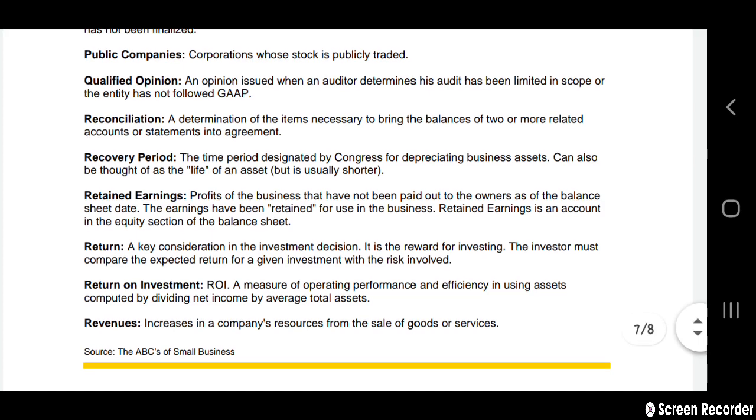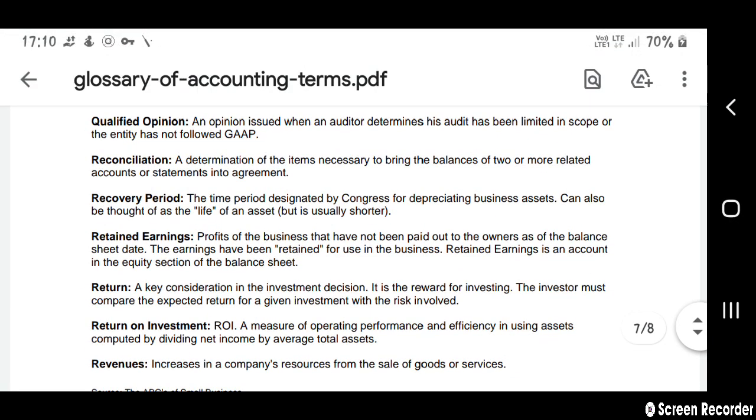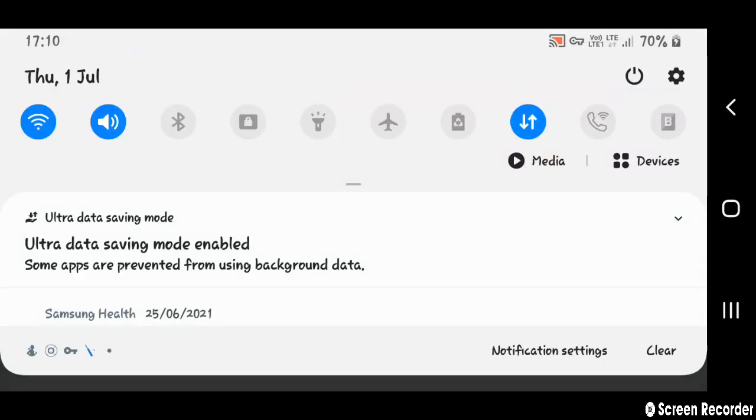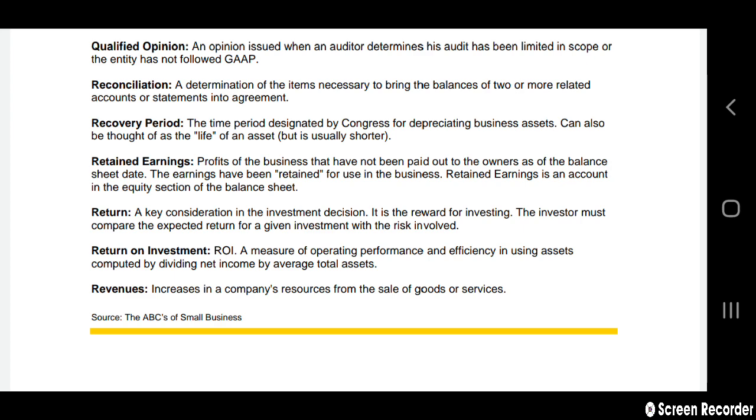Next, reconciliation. A determination of the items that are necessary to bring the balance of two or more related accounts or statements into agreement is called reconciliation. Next, recovery period, the time period designated by Congress for depreciating business assets. It can also be thought of as the life of an asset.